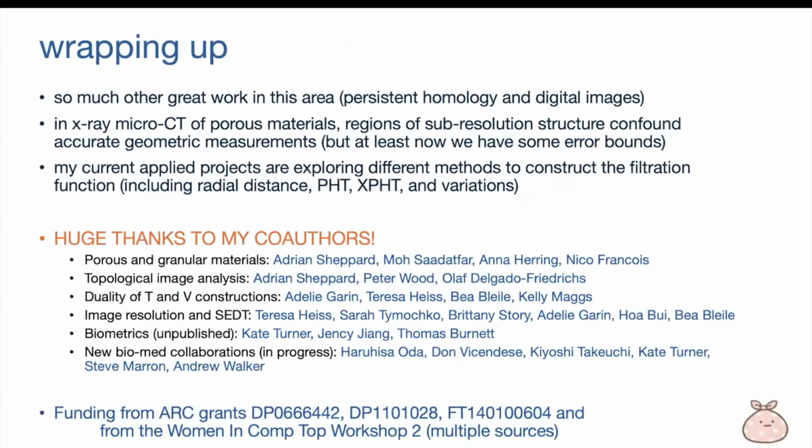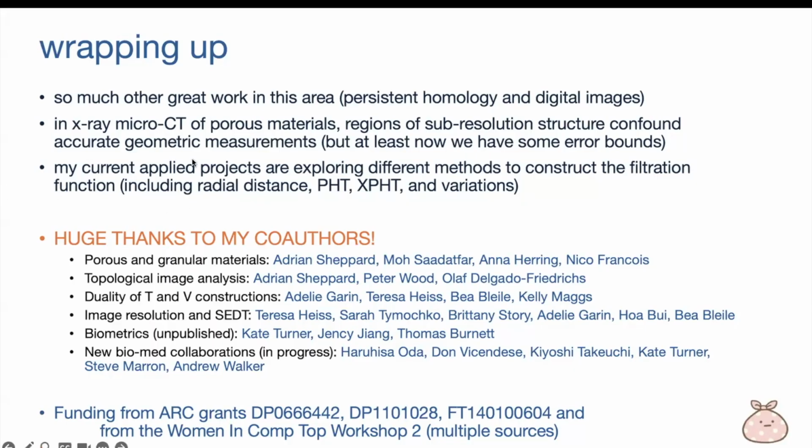I just want to point out that there's heaps and heaps of work in applying persistent homology to digital images, and I have not mentioned any of it, so I encourage you to look further afield. My takeaway message was that when looking at porous materials, there's always going to be sub-resolution structure, and that will always confound your accurate geometric measurements. But at least now we have some error bounds on what they are.